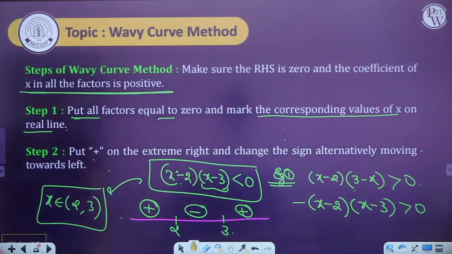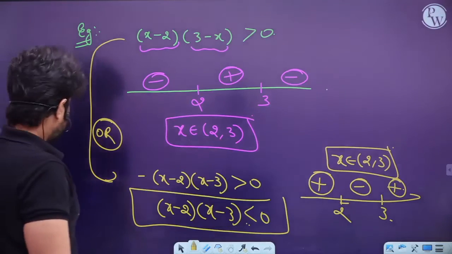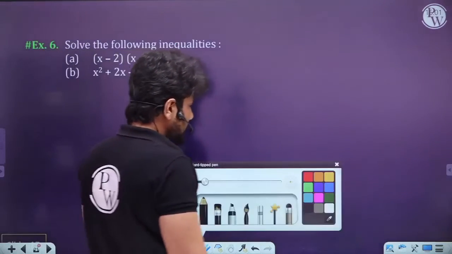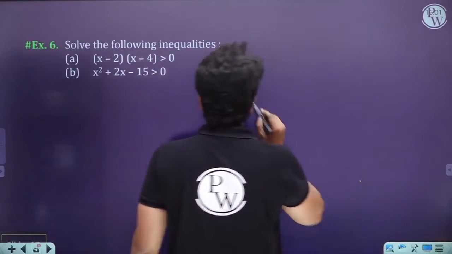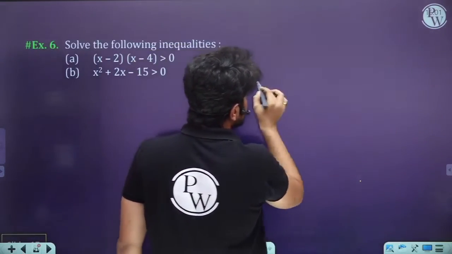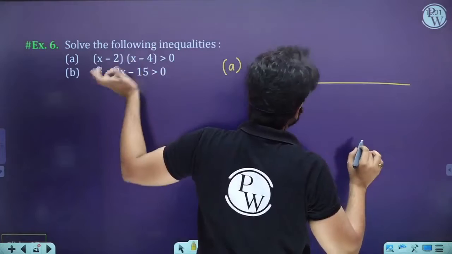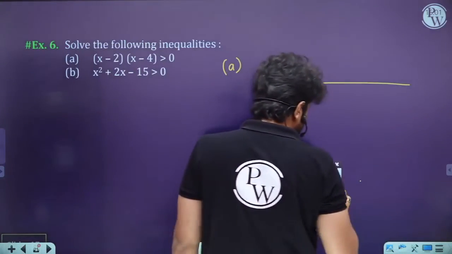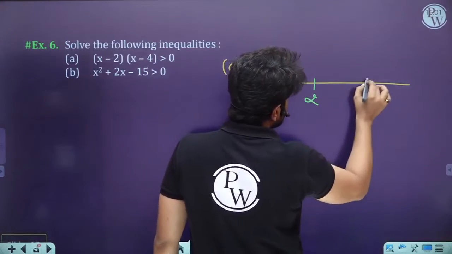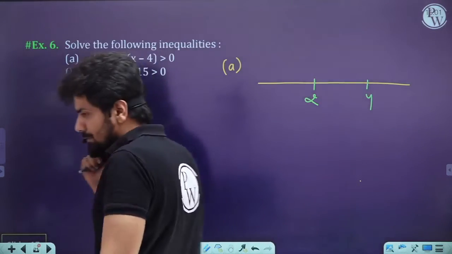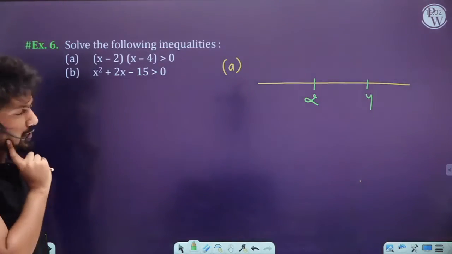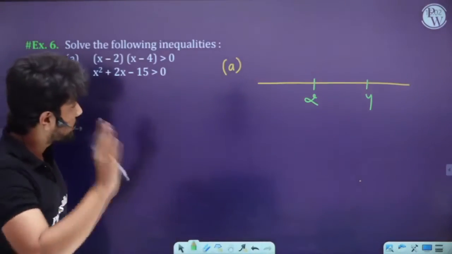Okay, now let's move ahead. Let's solve these inequalities. The first one, very easy. Quickly let's solve this one, guys. There are two factors, x minus 2 and x minus 4, so two critical points. The critical points are 2 and 4, right everyone? We are not including 2 or 4, but don't worry about that for now.